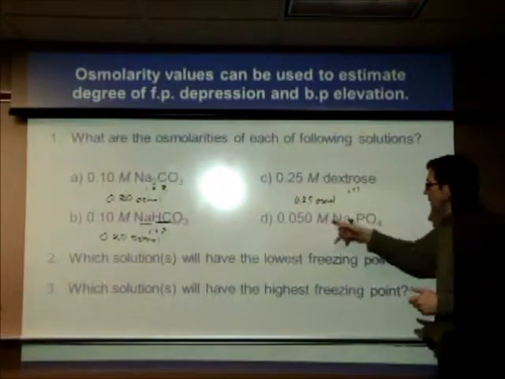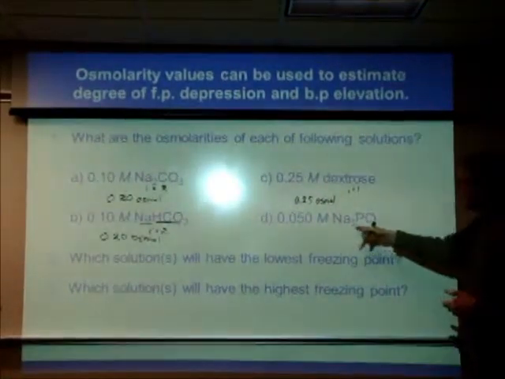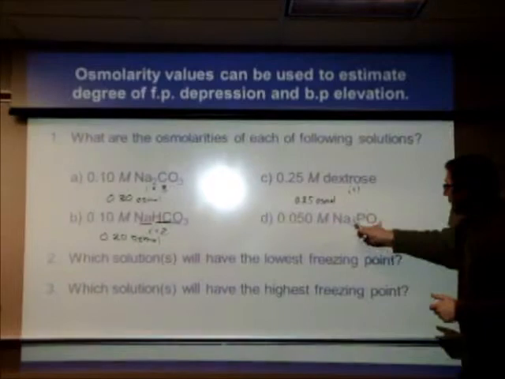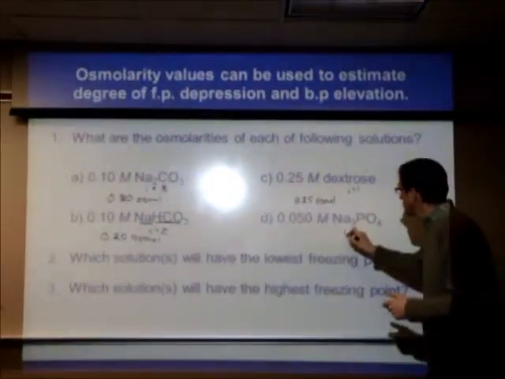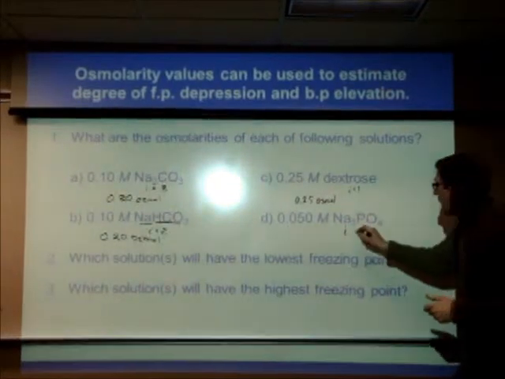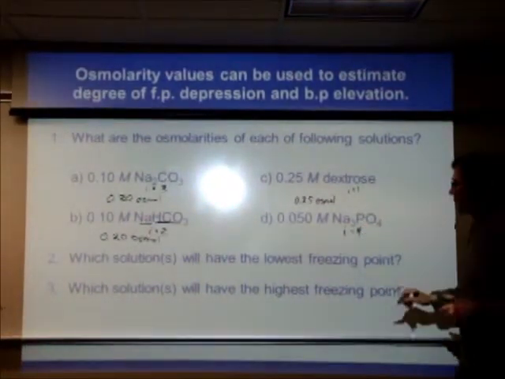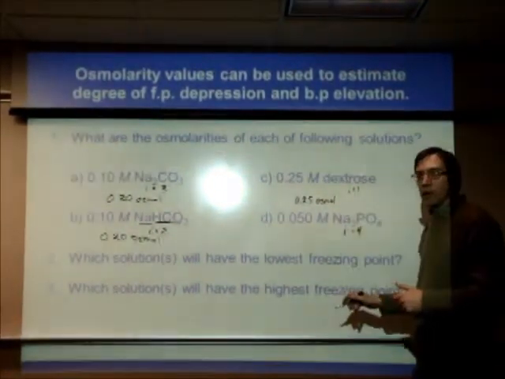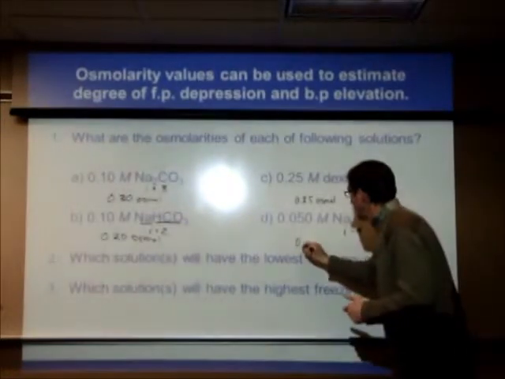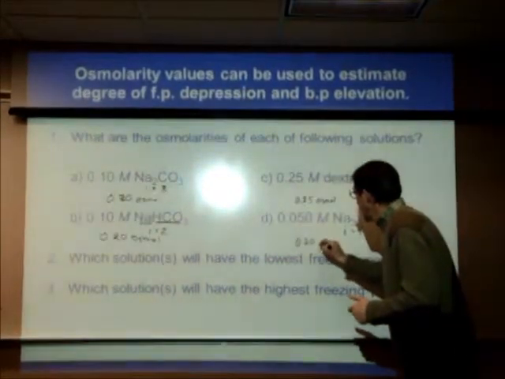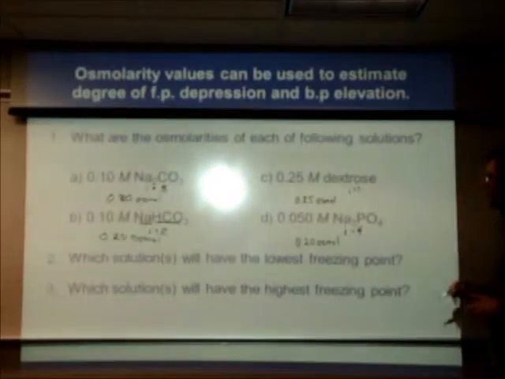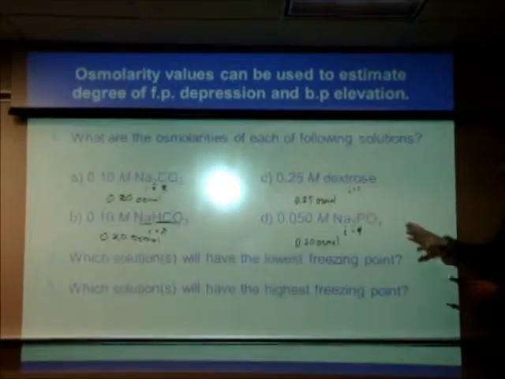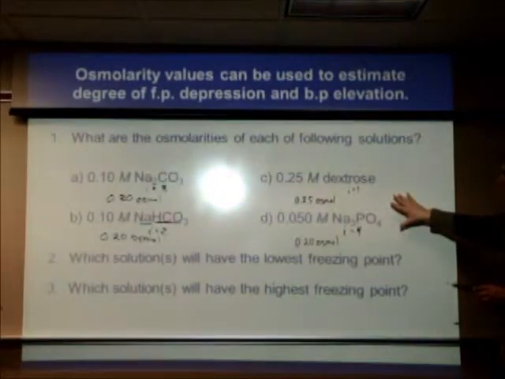And then looking at this one, this is sodium phosphate. You're going to get 3 sodiums off of it and 1 phosphate. So 3 sodiums plus 1 phosphate, i is equal to 4. And so 4 times the 0.05, you're going to end up with a 0.20 osmolar solution.